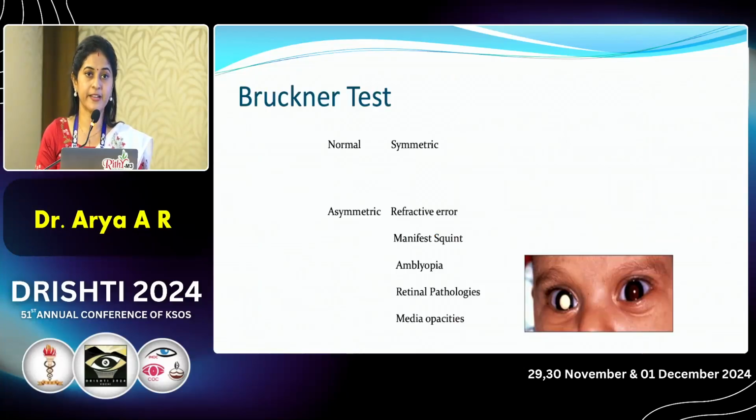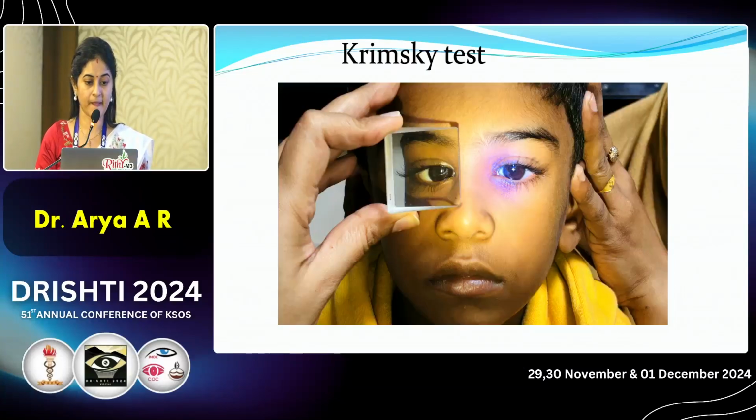Now, Bruckner test is a very simple screening test. For this, you have to shine the light from a direct ophthalmoscope into the eyes of the child at a distance of 1 meter in a dimly lit room. If it is symmetrical, it is normal. Asymmetric reflex is got in cases of refractive error, manifest squint, amblyopia, retinal pathologies, and media opacities.